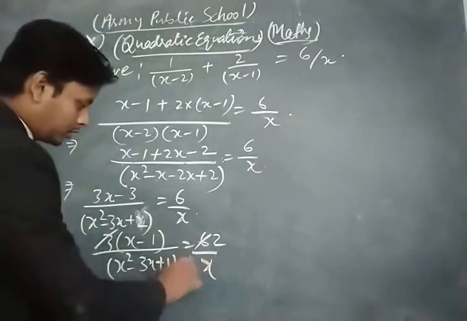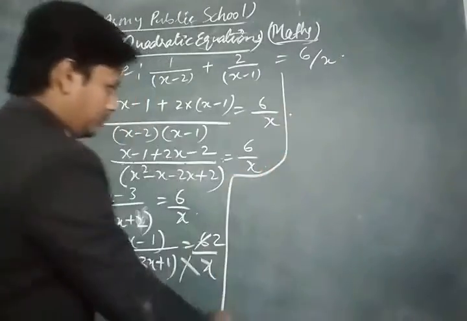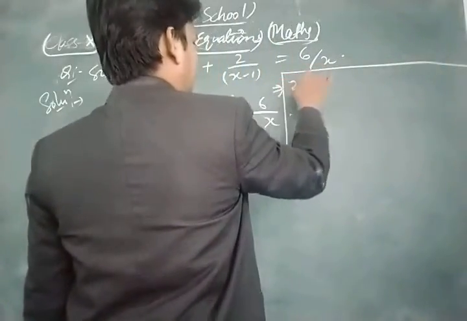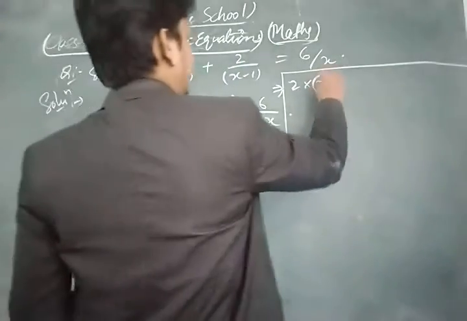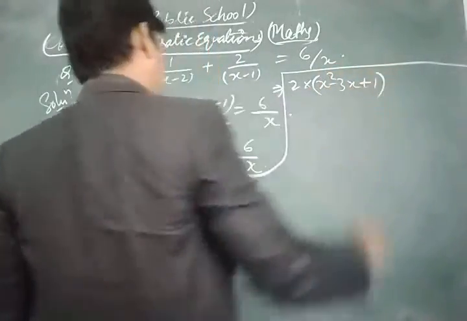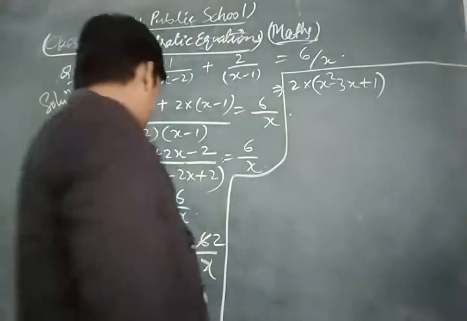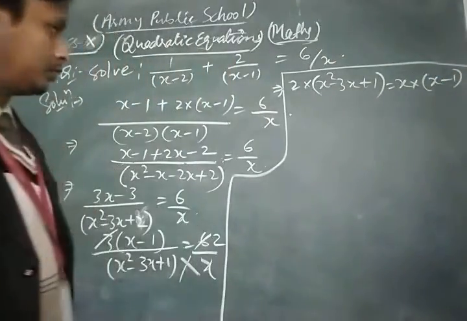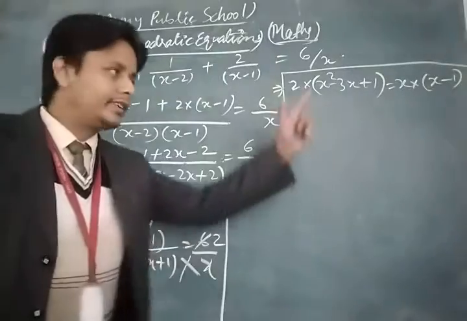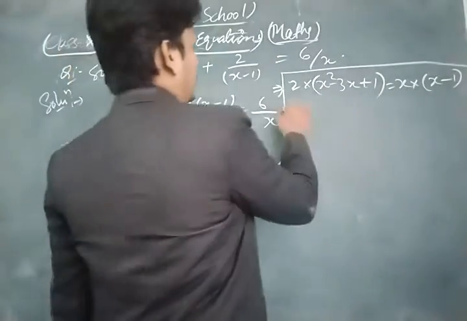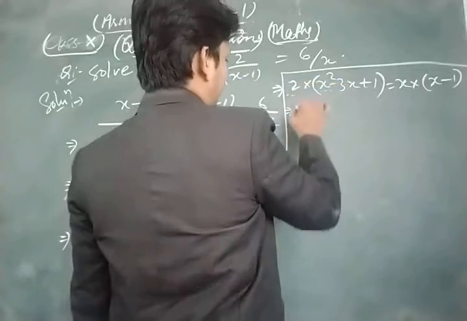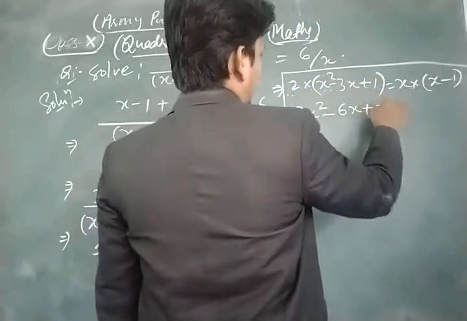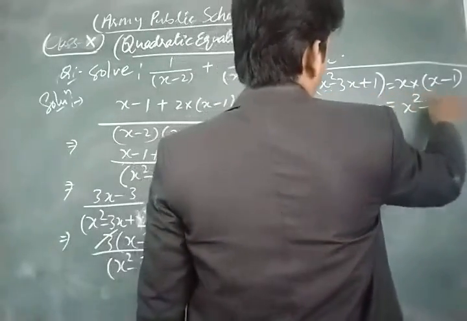Now we do their cross multiplication, dear students. So look, that is 2 into x square minus 3x plus 1 is equal to x into x minus 1. Now we simplify them. Let's see. We multiply them. So 2 into x square, that is 2x square, minus 2 3s are 6x, plus 2 is equal to x square minus x.